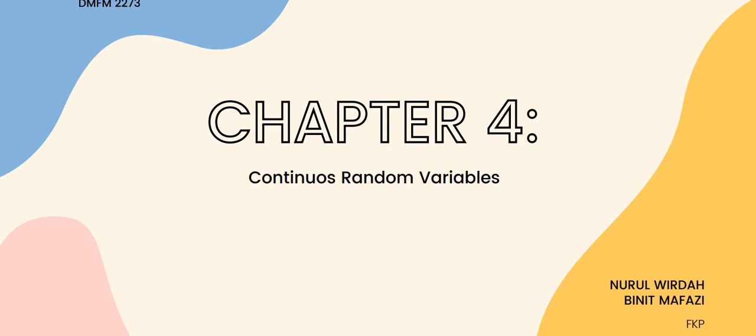I already explained, or you already learned, what is meant by discrete variable and what is meant by continuous variable in chapter 1. So you may refer back if you don't know the difference. Because in this chapter 4, I will just proceed with the content. I will not recall what we have learned before.